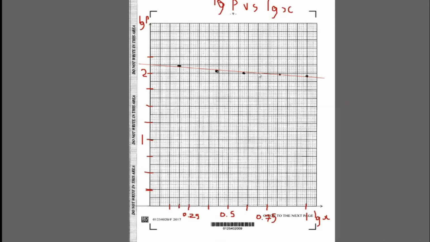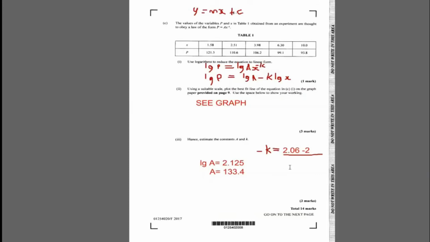x2 is 0.2, minus x1, 0.675. So that is 2.06 minus 2 over 0.2 minus 0.675. All right, again, my scaling wasn't so accurate, so we're going to get that minus K is equal to, work out that, 2.06 minus 2 divided by 0.2 minus 0.675.